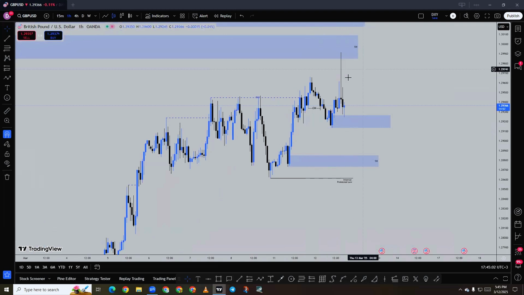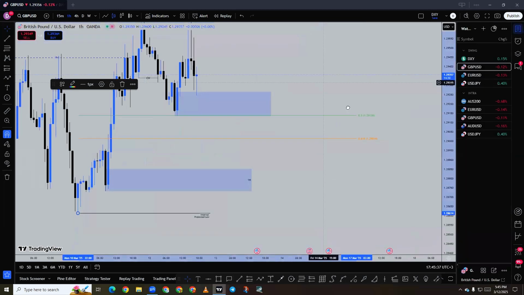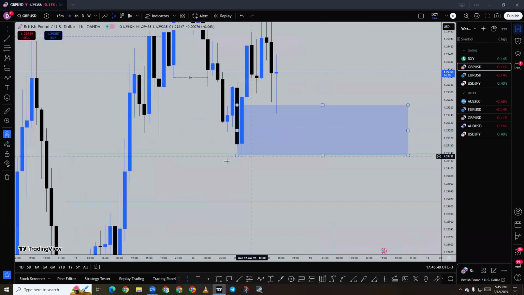But what did we get? Once we broke structure to the upside, the market actually came into the 50% of this range. And that is enough for me, if the market has pulled back at least to the 50%, because I was using this swing high and this swing low. If we measure that, you will see that the market has actually tapped the 50% zone. All right, we can zoom in. So this is the 50% of that range, and the market has tapped into it.